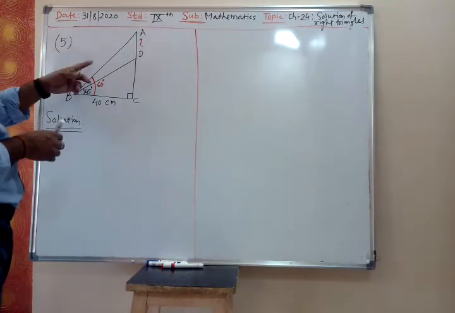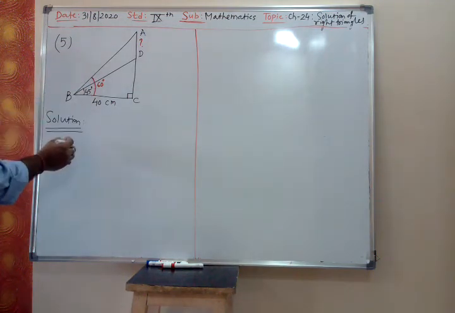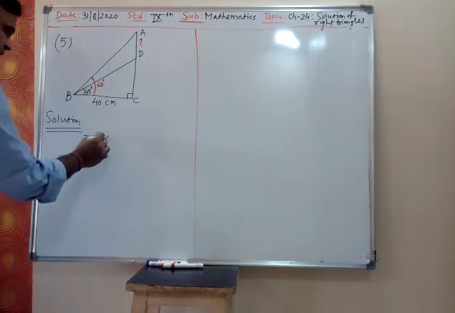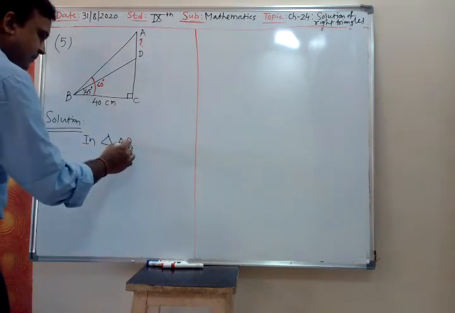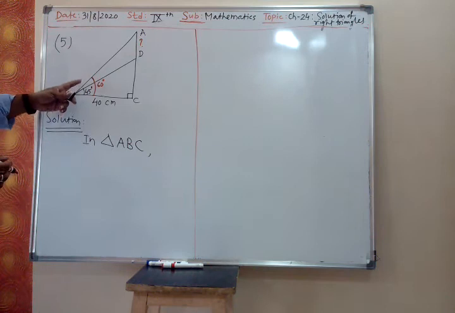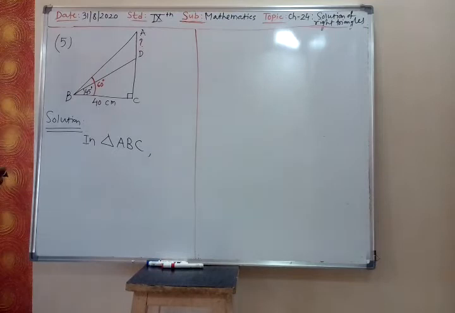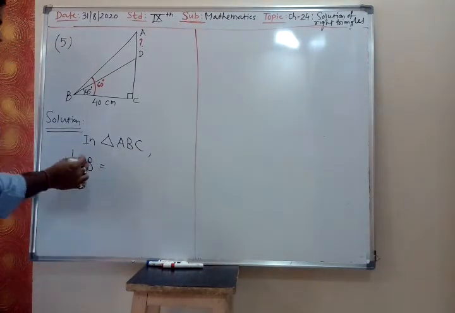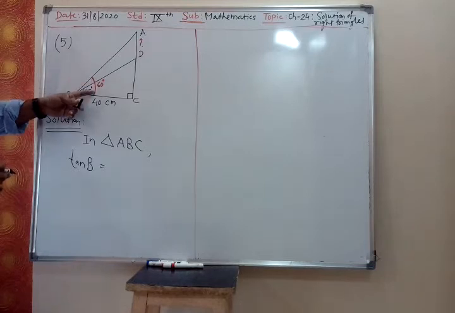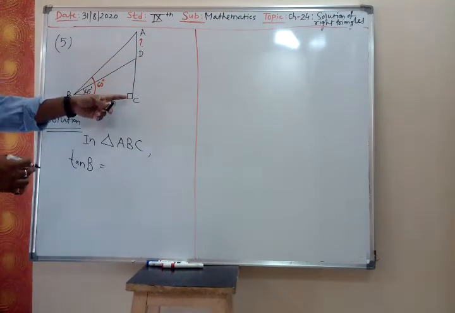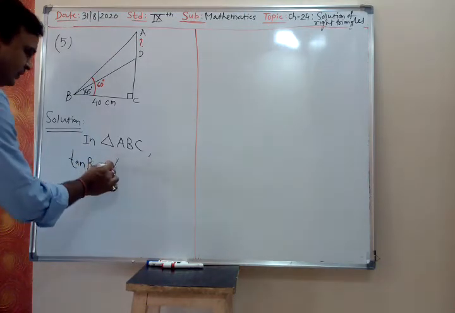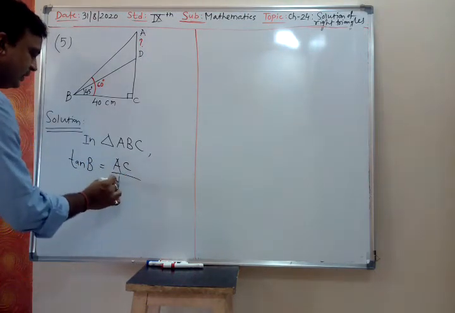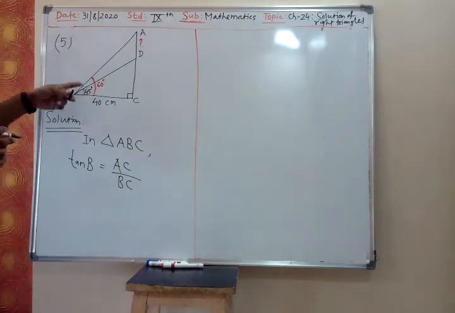So now let us consider the bigger triangle. In triangle ABC, B is the reference angle. So what is tan B? Tell me, what is tan B? For the bigger triangle, tan B is opposite upon adjacent. That will be AC upon BC. We have considered the bigger triangle.